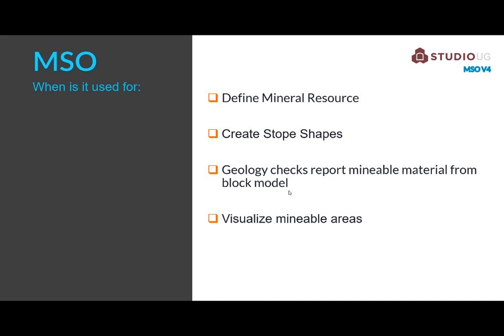Visualize mineable areas. That's an interesting one because with MSO, you can actually make quite quick decisions based on a run. If you want to decide where to put infrastructure, for example, ventilation shafts, or maybe even a mill on the surface, and you want to understand where the mineralization is going, you can quickly do a run on MSO and visualize a bit easier than it is sometimes on the block model, where that potential of the mine is actually going, and then make a better decision on where to put that infrastructure.